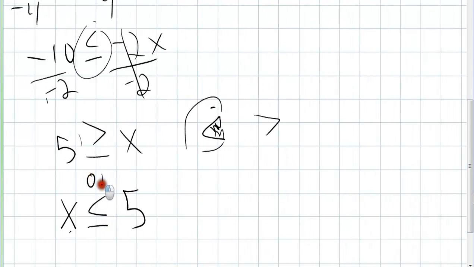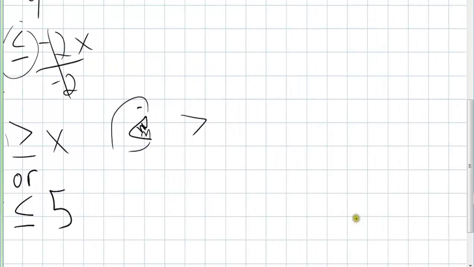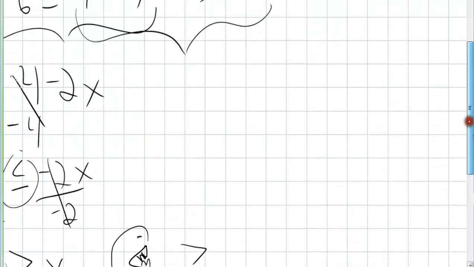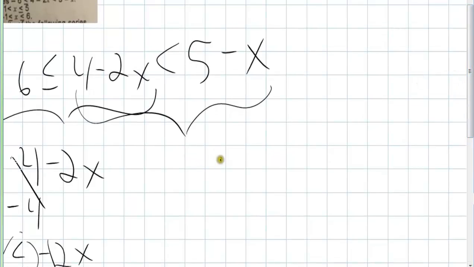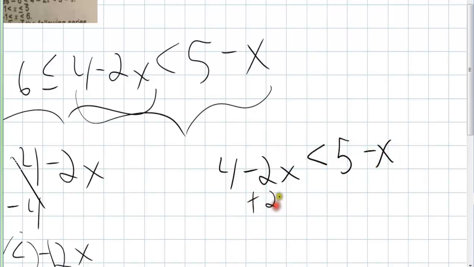So these two are the exact same thing. You can write it the same way, and that'll come in handy later. So let's work with the next part. So this is 4 minus 2x is less than 5 minus x. Again, we're going to solve for x. So I'm going to add 2x to both sides.